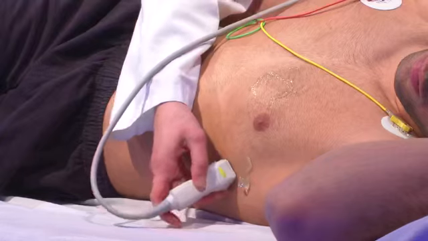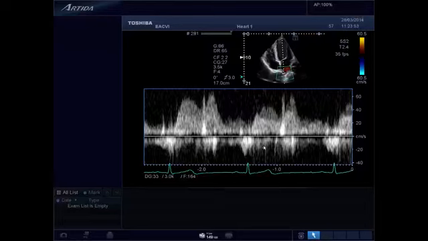So here you can see the S wave, the D wave, and the A wave, which is sometimes really difficult to define. And in order to measure the duration of the E wave, I have to increase the sweep speed in order to be able to well define the onset and the end of the E wave that I have to compare to the duration of the A wave, mitral A wave duration.